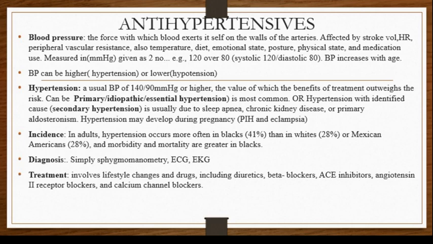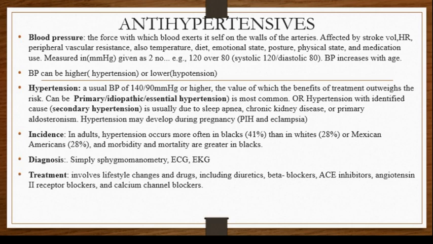The drugs used in the management of hypertension may include the diuretics, the beta blockers, the angiotensin converting enzyme inhibitors, also angiotensin 2 receptor blockers, and also the calcium channel blockers. We are going to look at all of these groups of drugs in detail.